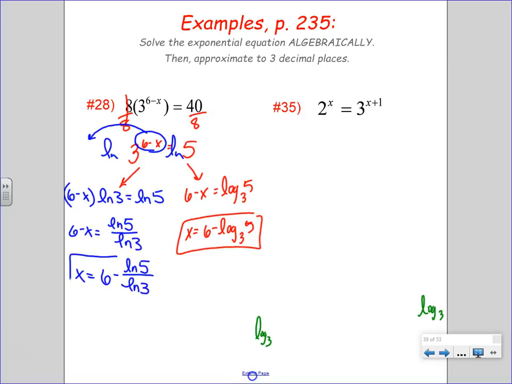Technically, how could you go back and forth between these two answers and say, oh yeah, of course they're the same? What formula helps us go from here and understand? Change of base. There is a formula that says log base 3 of 5 and ln of 5 over ln of 3 are the exact same. So whether you use log base 3s or ln's, either one will get you to a proper answer.